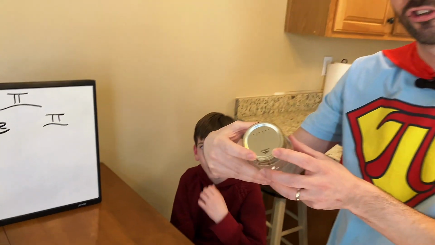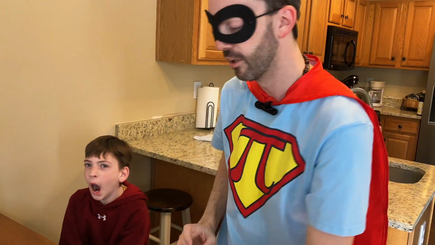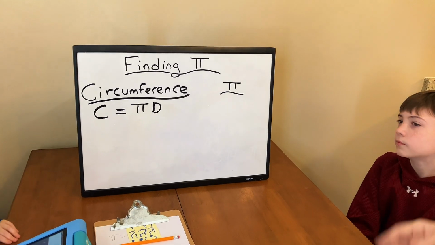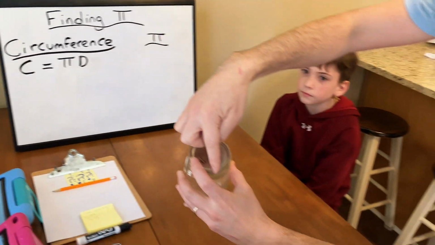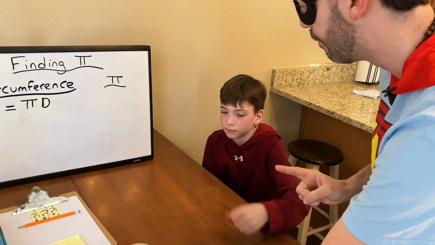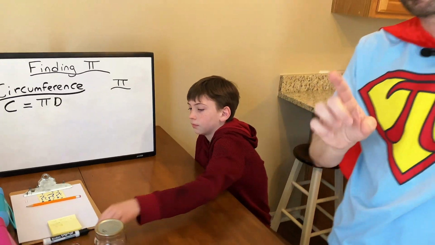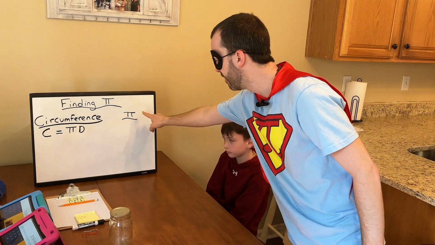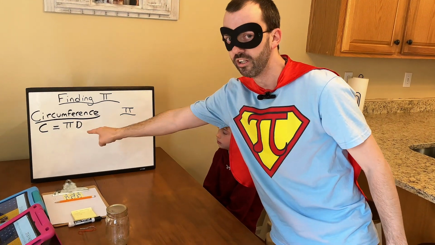So if you look at this mason jar that we'll be using in a second, we'll be finding the circumference around that momentarily. And then, of course, D is going to stand for our diameter, which is going to be across the center of our lid right here. Now, the problem is we can't use that circumference formula the way it is because we need to find pi. We don't need to find C.